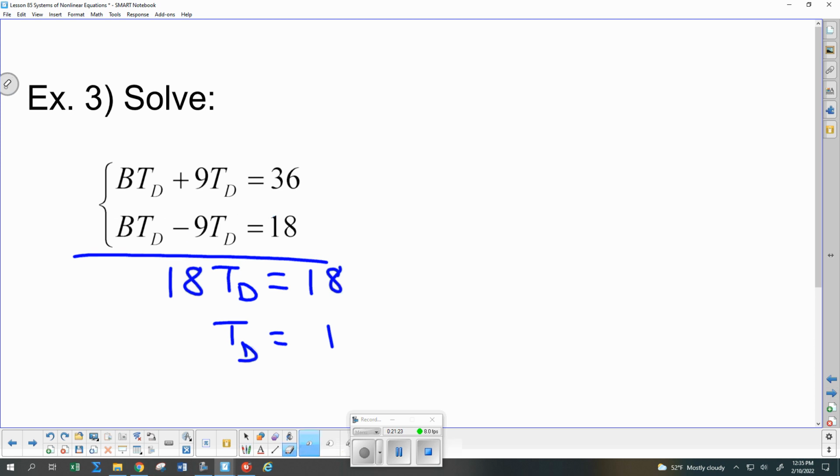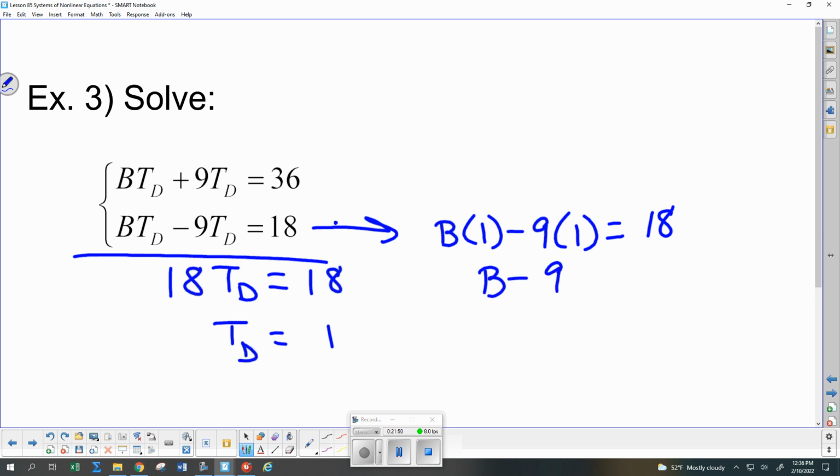Okay, now I'm going to erase those minus signs that I put in so I can see what my original ones were. And now I need to put TD in for both TDs in one or the other of those equations. So how many want me to use the top equation? How many want me to use the bottom equation? More hands there, so I'm going to put 1 in for both of these TDs. So I'm going to have B times 1 minus 9 times 1 is 18. So I have B minus 9 is 18. So what's B?